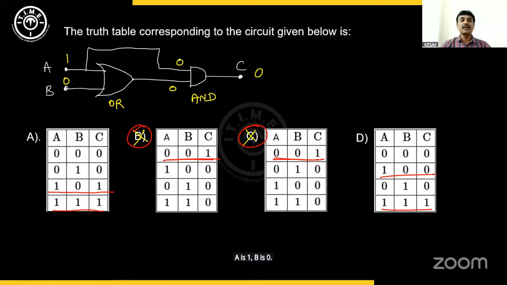If A is 1, that A is directly given here, so it becomes 1. When A and B are the inputs for the OR gate, if any one is high, the output becomes high. So high output is given here. That acts as input for the AND gate. When both are ones, both are high, the output is high. So 1, 0 combination gives 1. 1, 0 combination is 1 here, whereas 1, 0 combination is 0 here. So this is not correct. So right option is option A. Okay. Very easy question. And this appeared in recent JEE Main.